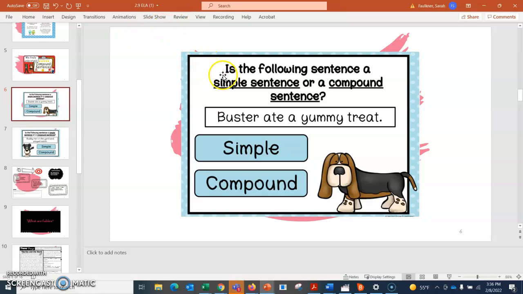Then let's look at this. Is the following sentence a simple sentence or a compound sentence? First, we see this little guy down here, and I'm going to assume his name is Buster. It says Buster ate a yummy treat. So if I want to know who or what in this sentence ate something, I'm going to say Buster. He's my subject. Then I want to know what. Buster ate a yummy treat. Okay, so now we know our predicate and our subject. We only have one of each. This would be a simple sentence.